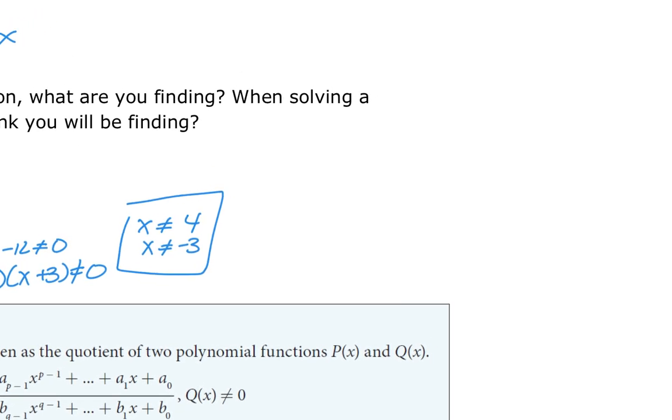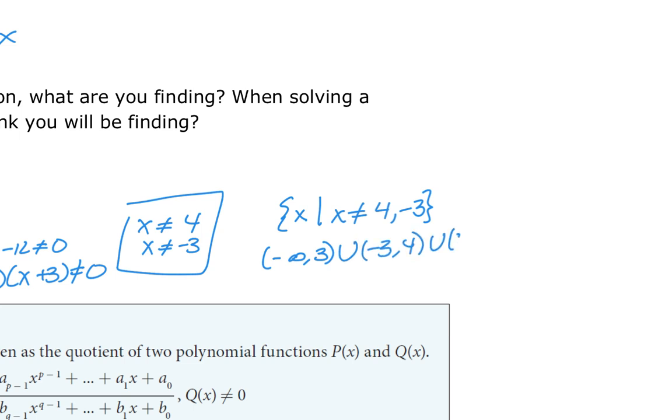If I write my domain in set builder notation, I'd write it as curly bracket x, straight line, that means such that x cannot equal 4 or negative 3. In interval notation, I would write it making sure I pay attention to going from the smallest number to the largest. So negative infinity to negative 3, union negative 3 to 4, union 4 to infinity. Both of these are valid. This is interval notation, this is set builder.